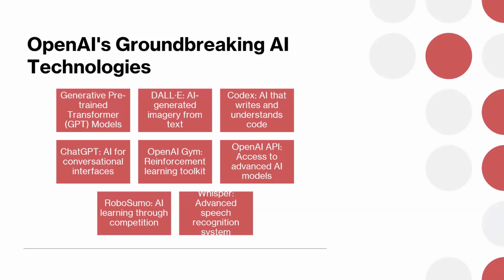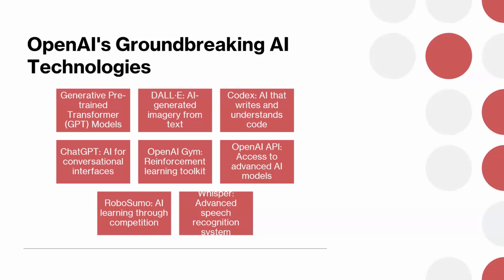We have pre-trained transformer models, that's GPT. That means that the company trains them so you don't have to train them yourself. We have DALL-E. You may have seen this. We have DALL-E 3 today, where you can input a prompt and get an image, right?